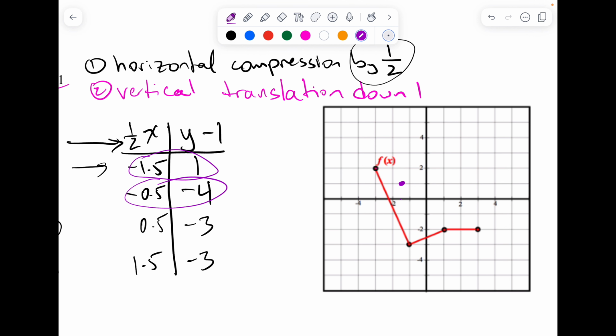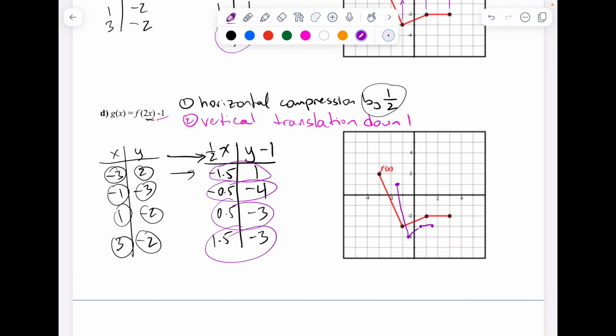Negative a half, negative 4. So negative a half, negative 4. Again, halfway as close and then down 1. A half, negative 3. Halfway as close and then down 1. And then 1.5, negative 3. Halfway to the axis and then down 1. Okay, so this graph has been compressed by a half and brought down by 1.